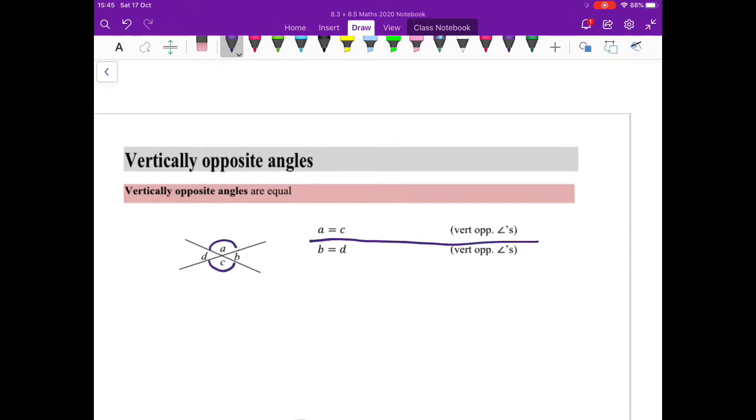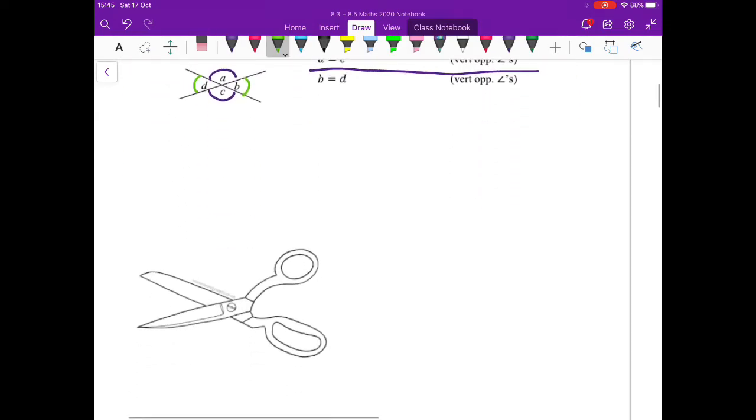A equals C, vert op angles is the abbreviation, and angle D would equal angle B. Same reason, vert op angles. This always reminds me of a pair of scissors. So no matter how wide or how narrow they are, this angle will always equal that angle, and this angle will always equal that angle. But they have to be two straight lines.